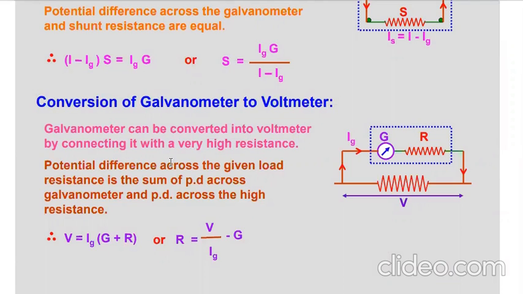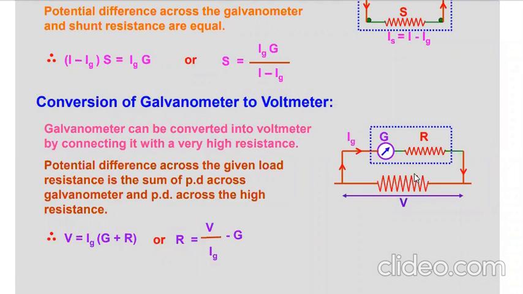While converting a galvanometer to a voltmeter, the galvanometer can be converted by connecting it with a very high resistance in series, because here we want to measure potential, not current. We can measure potential accurately if we have a high resistance with the galvanometer. We know that a voltmeter has infinitely large resistance, therefore we add an additional very high resistance in series with the galvanometer, so that it can measure potential and a very small current passes through it.